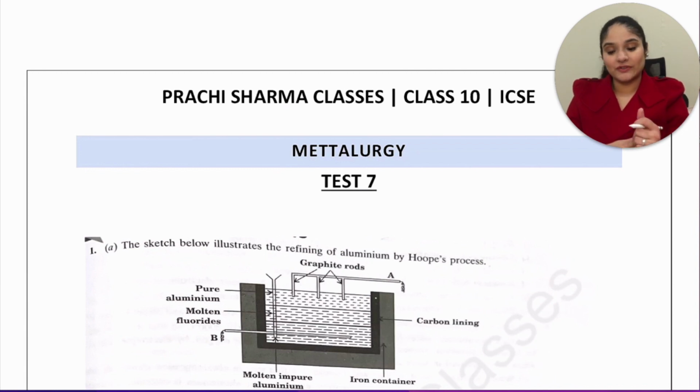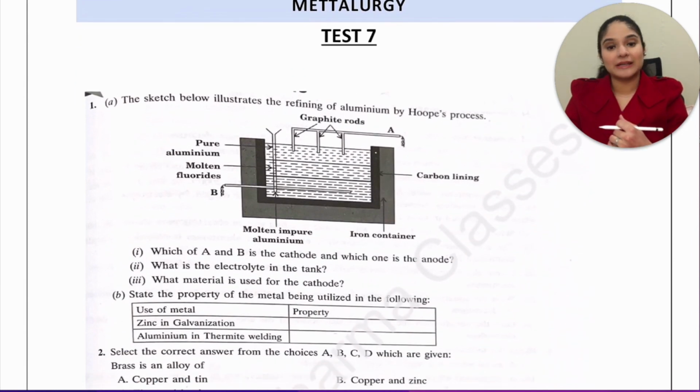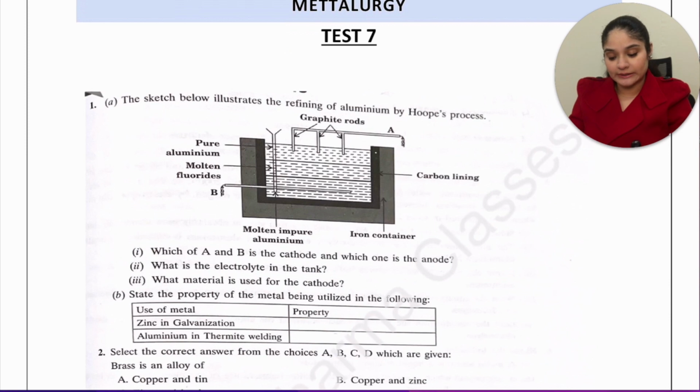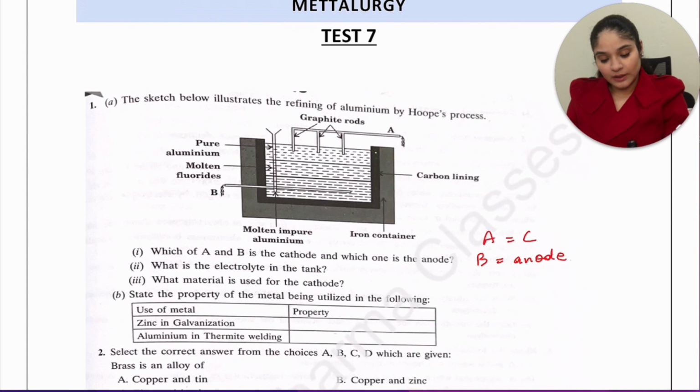Now when we start, the first question is a basic Hall-Héroult process. All the information is mostly given in the diagram itself, and if you understand the process, this question is pretty easy. So let's start with the first one. Which of A and B is the cathode and which one is anode? If you look at B, and if you remember from Hall-Héroult process, B is always connected to the positive terminal, so B is anode and A is cathode, the graphite rods, that is cathode.